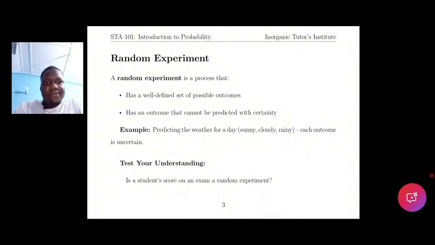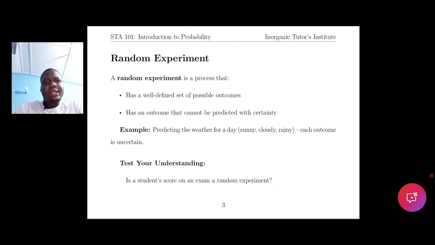So I have this test your understanding here. For most of my slides, I will be having this section so that we test how well you understood what I explained. The problem here is, is a student's score on an exam a random experiment? You can pause and think about this.